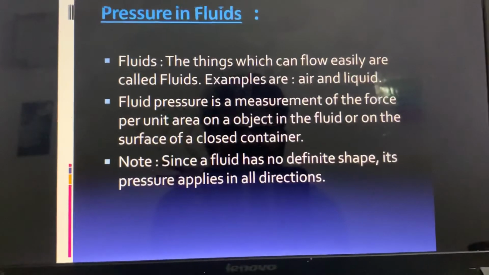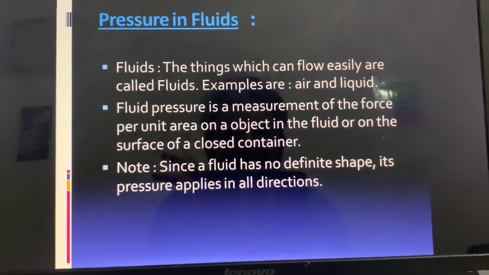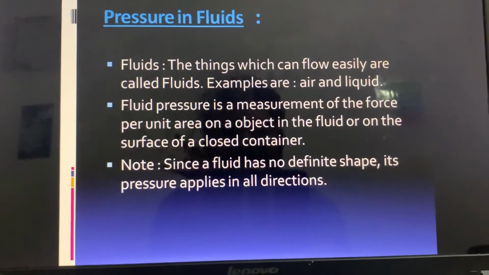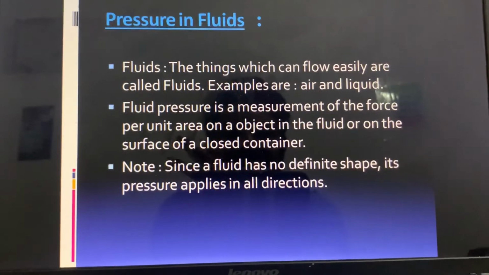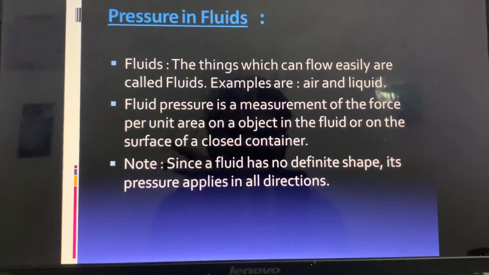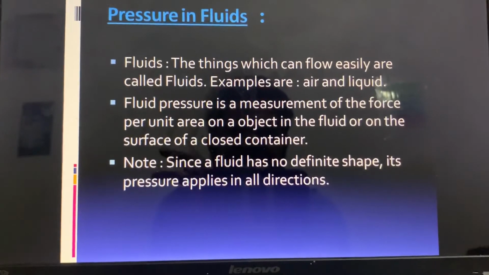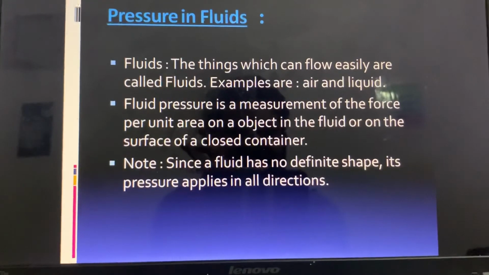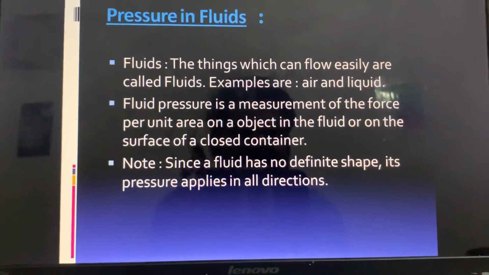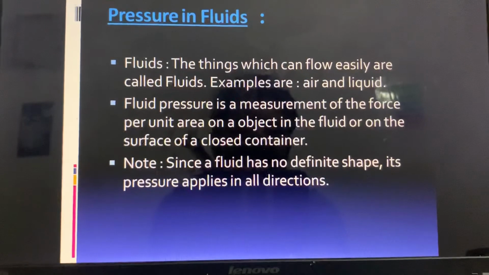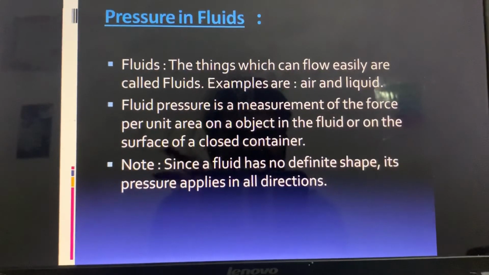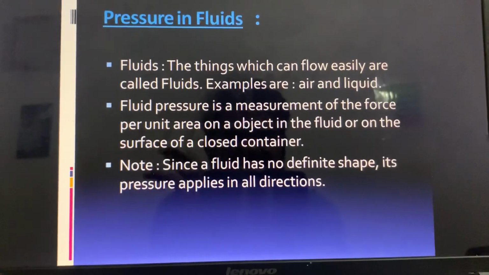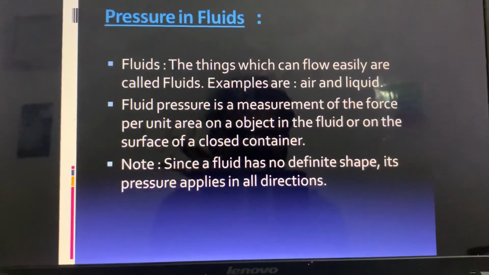So fluid pressure is basically a measurement of force per unit area. See, the formula is the same, force per unit area, but the definition is slightly different. Fluid pressure is the measurement of force per unit area on an object in the fluid or on the surface of a closed container.